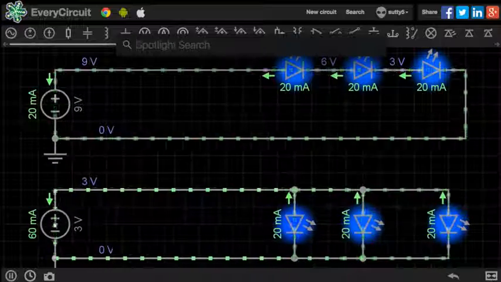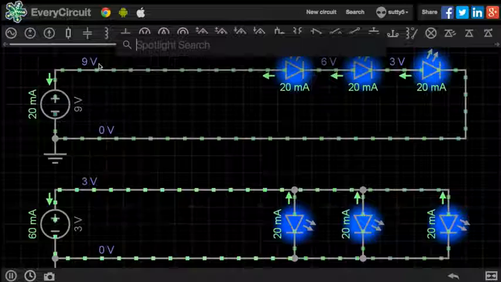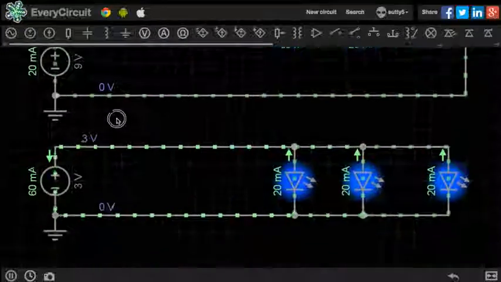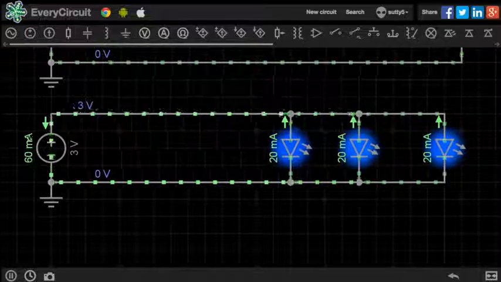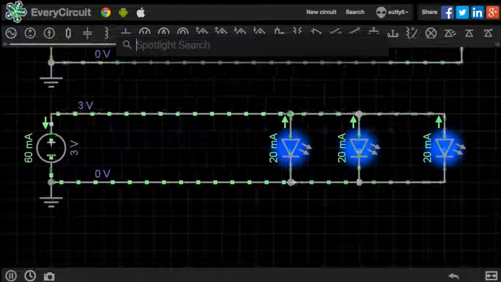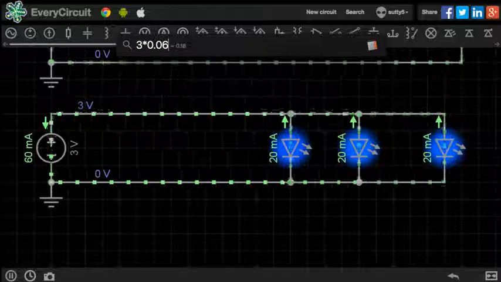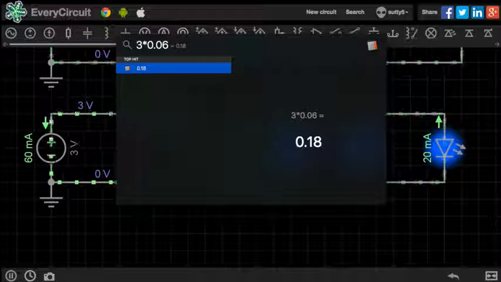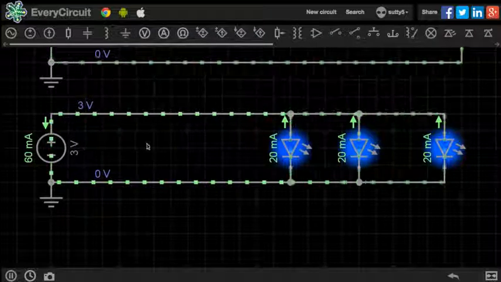As you may have learned from the previous video, P equals IV. The power in the series circuit is equal to 9 volts times 20 milliamps. And for the parallel circuit here, we're powering it from 3 volts, but it's consuming 60 milliamps. So let's do that calculation again. 3 volts times 0.06 or 60 milliamps is giving us 180 milliwatts or 0.18 watts, exactly the same as the series circuit.